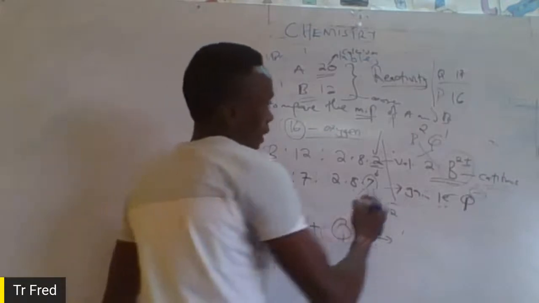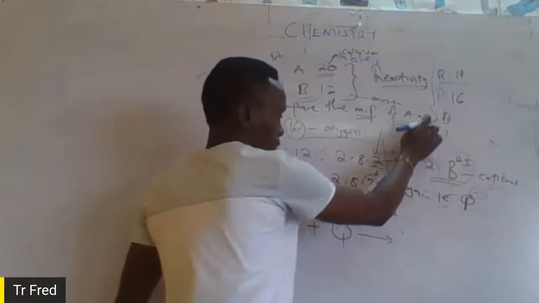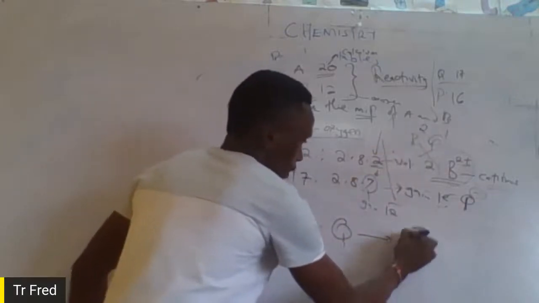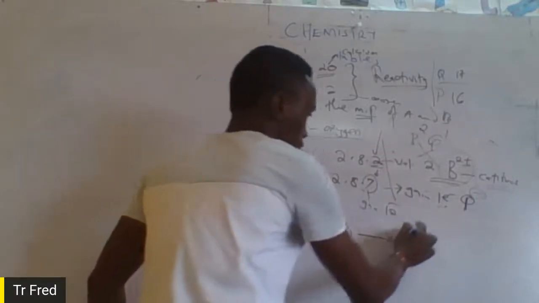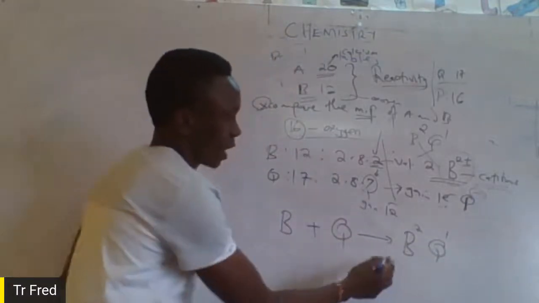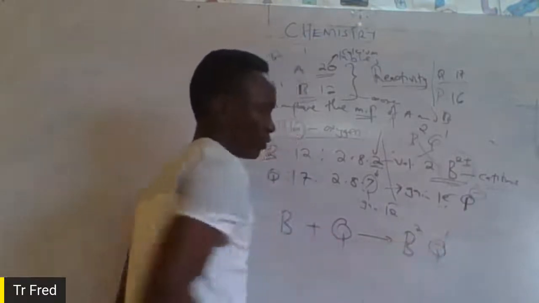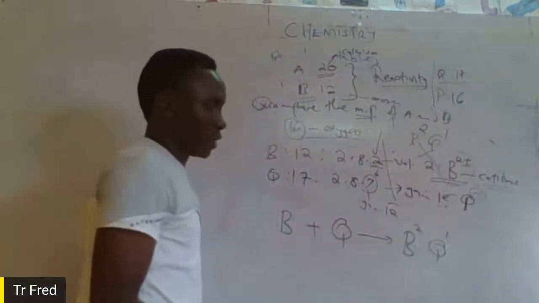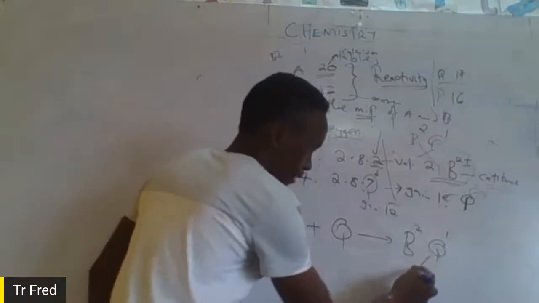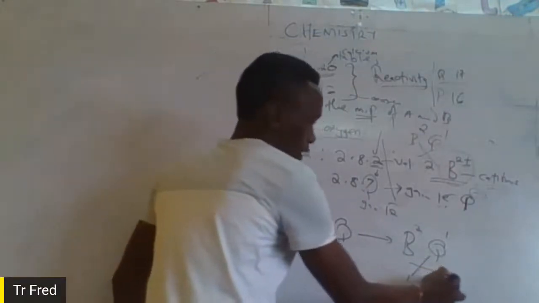After the exchange of the radicals, we find that Q takes the valency of 2. That means if you have B, which is valency 2, and Q, which is valency 1, then Q takes the valency of B, and B takes the valency of Q. So in short, we exchange the radicals, we exchange valencies. After exchange of the valencies, we find that Q takes position 1 and B takes position 2.